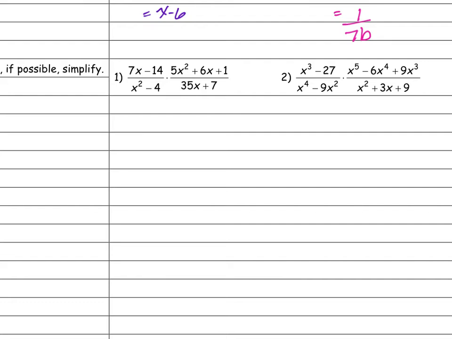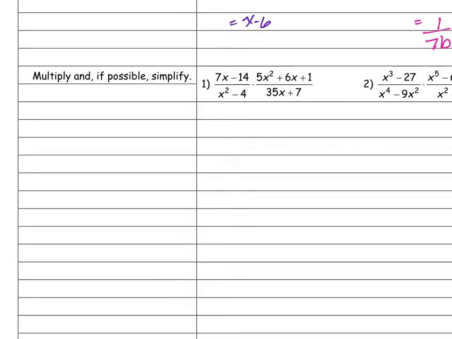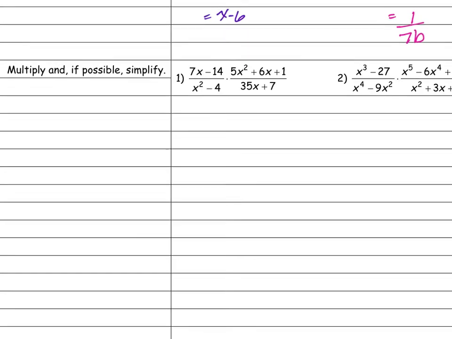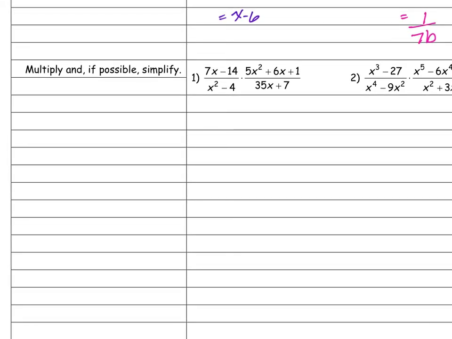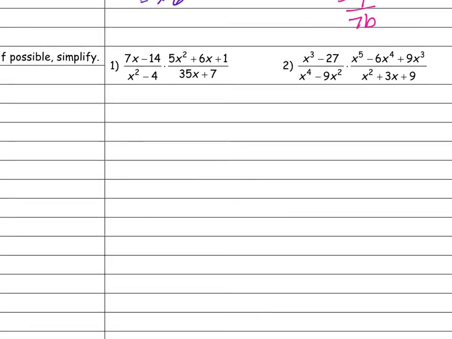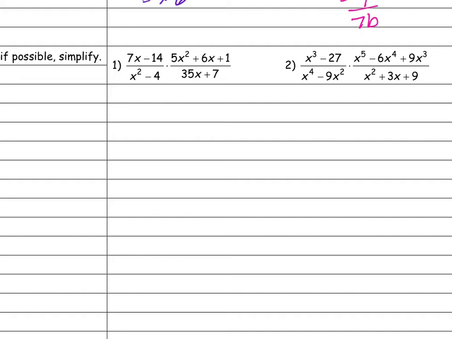So the first thing we're doing, it says, by the way, multiply and if possible, simplify. I'm just going to tell you, never multiply it together because then you'll never be able to simplify it, okay? So the first thing we're going to do is factor. Always we're going to factor it. It's the first thing we want to do is factor this. So I'm going to factor everything I can.